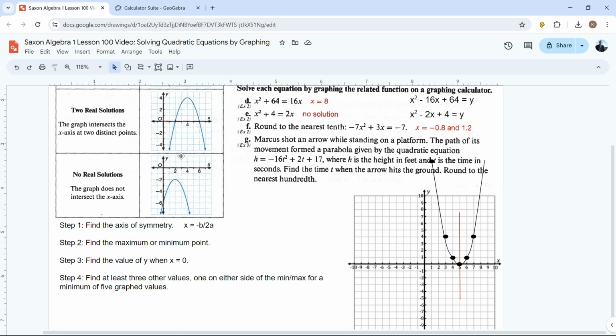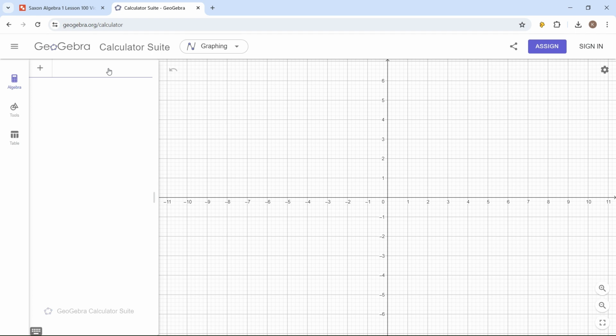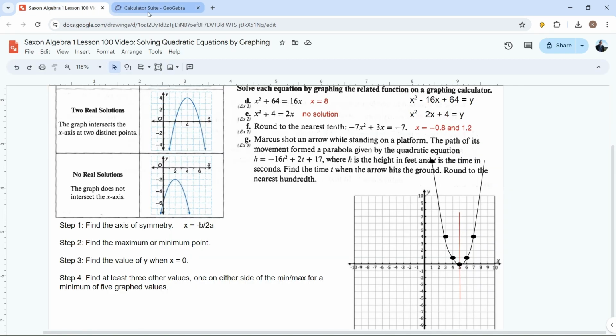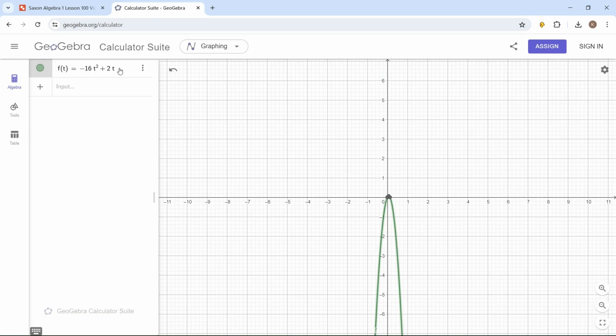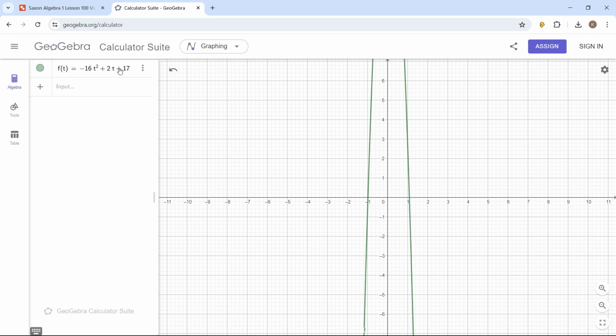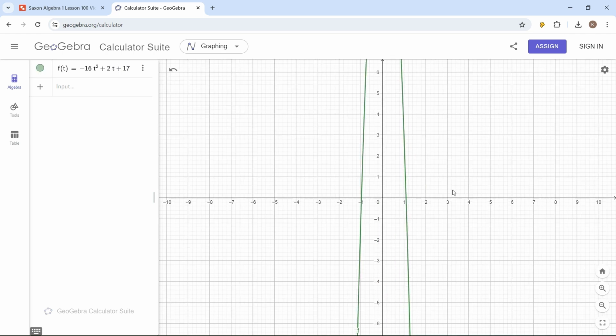So we're going to graph the path of the arrow. It's negative 16t squared. So negative 16t squared. Doesn't matter if I use t instead of x. It likes that one too. Plus 2t. And then let's see. That was plus 17. Plus 17. Okay. And then the question is, where does it hit the ground?